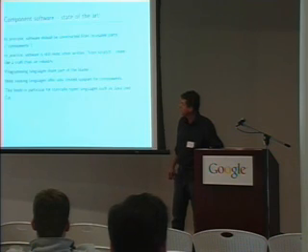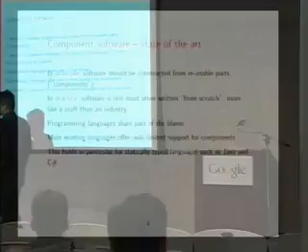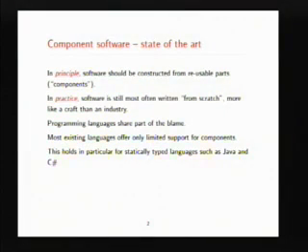So if you look at the state of the art in component systems, then it's actually pretty miserable. So in principle, our principles are clear. Software should be constructed from reusable parts. Markets for component systems have been postulated 10 years now, that you would have a market like for hardware parts where we have suppliers of components and customers of components and all that. In practice, very little of that has come true. So most software is still written from scratch, more really like a craft than an industry.